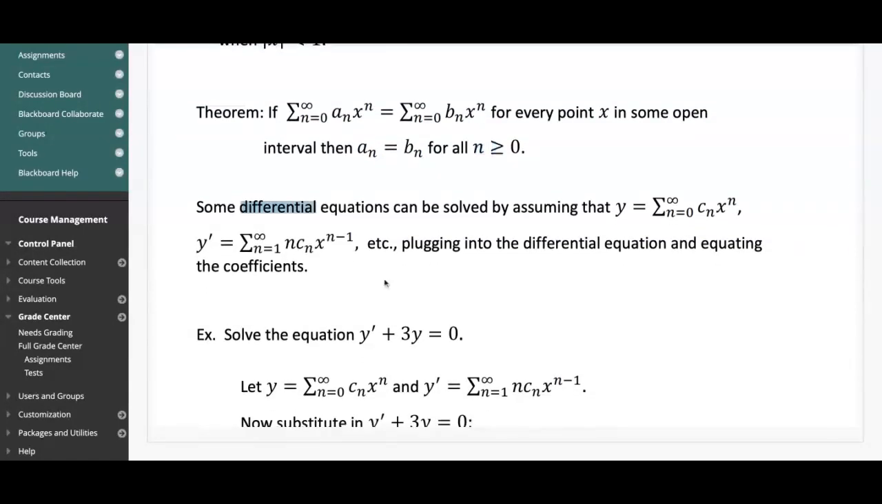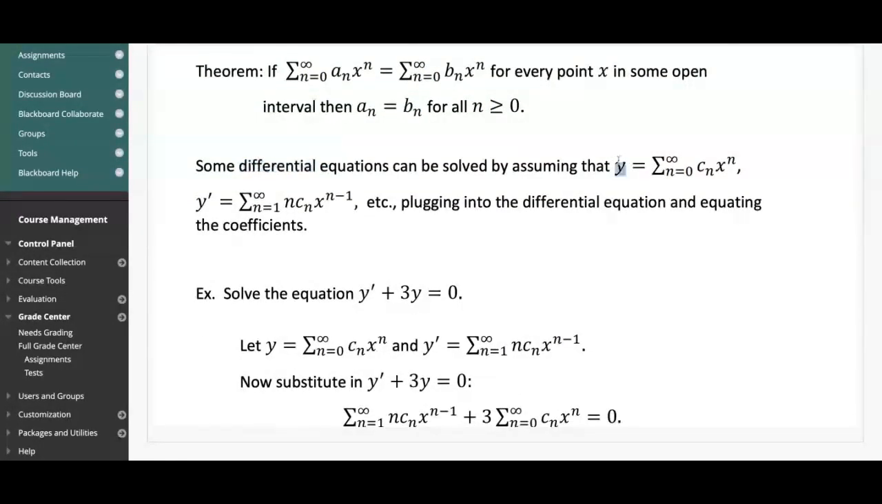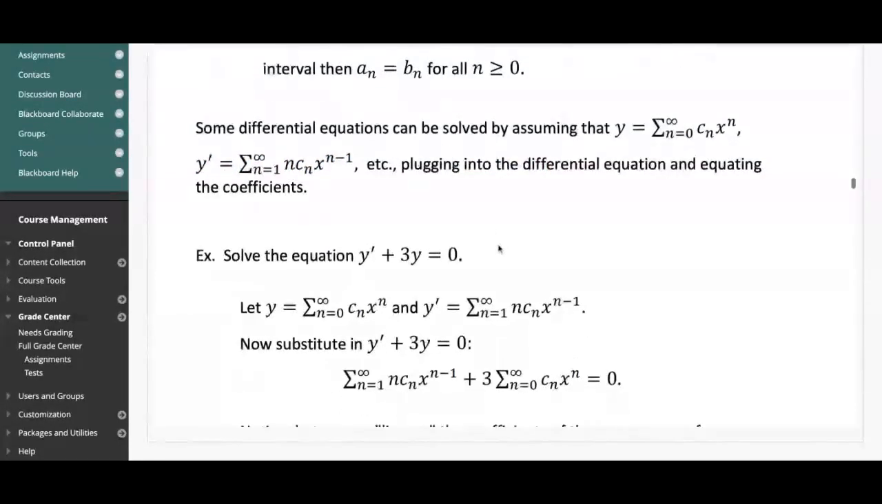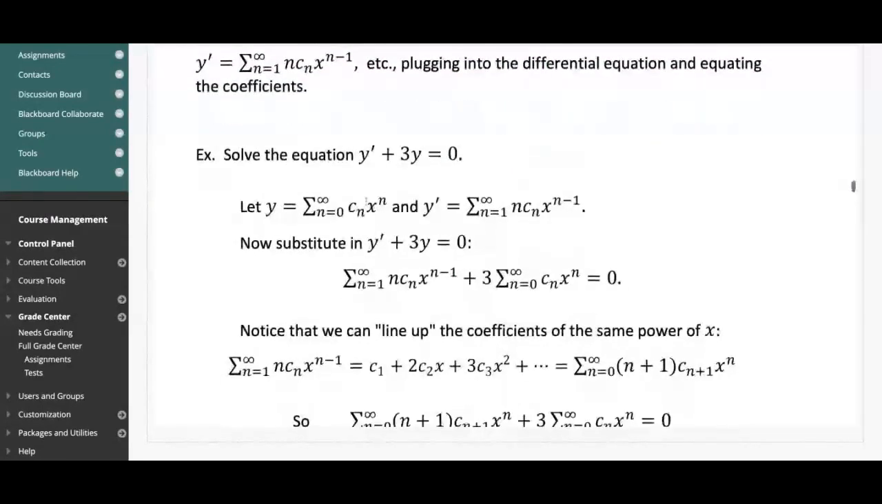So some differential equations can be solved by assuming the solution to be a power series. Then its derivative will be just this by the power rule. So we can use that to plug back into the differential equation. Let's see this example. We have y prime plus 3y equals 0, right? And we see the example of y prime minus 3y equals 0.